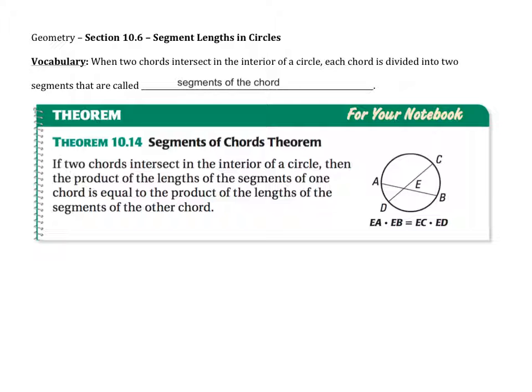So again, referring to the diagram, you see two chords that are intersecting on the inside of the circle, and according to this theorem, this part times this part is equal to this part times this part, just like it states right here. Let's apply this theorem in our next example.